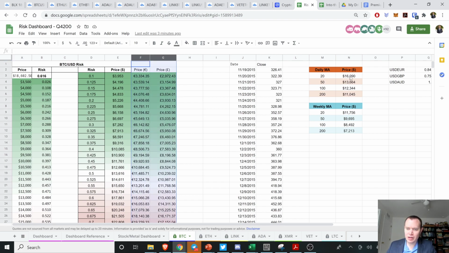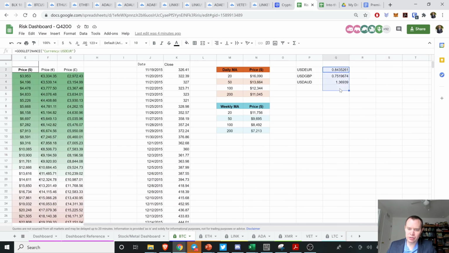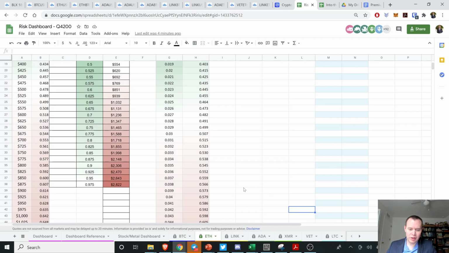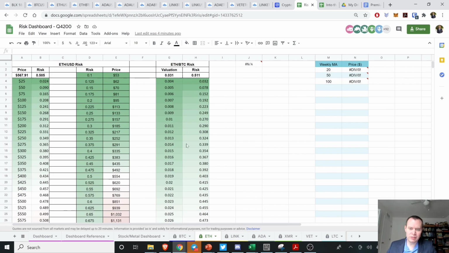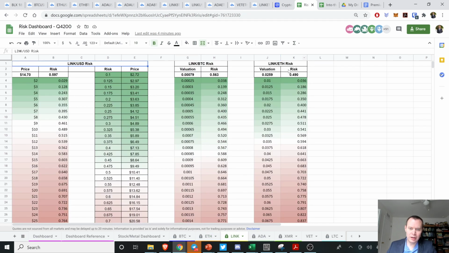And then we also have, you can see on this tab, the prices corresponding to these different daily moving averages and weekly moving averages. And then this over here just gives you the conversions between USD and the different currencies that I have on here. We don't have all the currencies yet for Ethereum, but you can see similar stuff for Ethereum, the interpolation tables, same thing with Link against Bitcoin and Ether, etc.